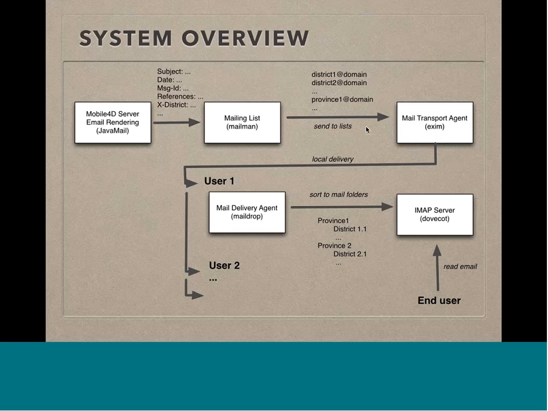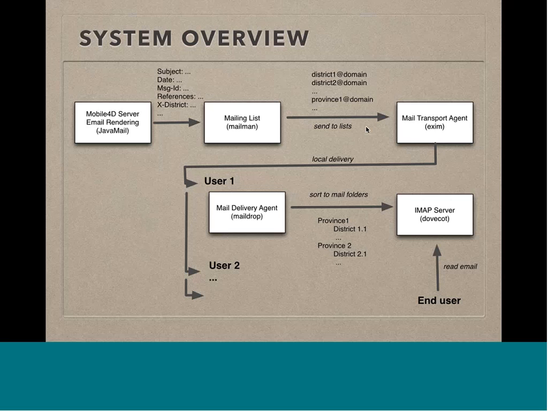That is then doing the local delivery. That means finding the right people to deliver to. And then it will go to the mailboxes of all the users. It can be very many. And then the sorting will take place by what's called a mail delivery agent. We use Maildrop that sorts the emails to the right subfolders.